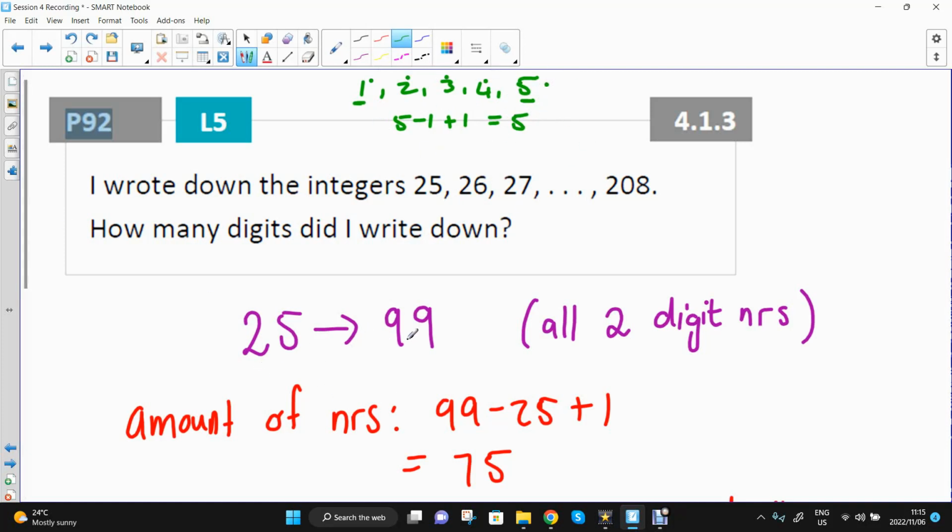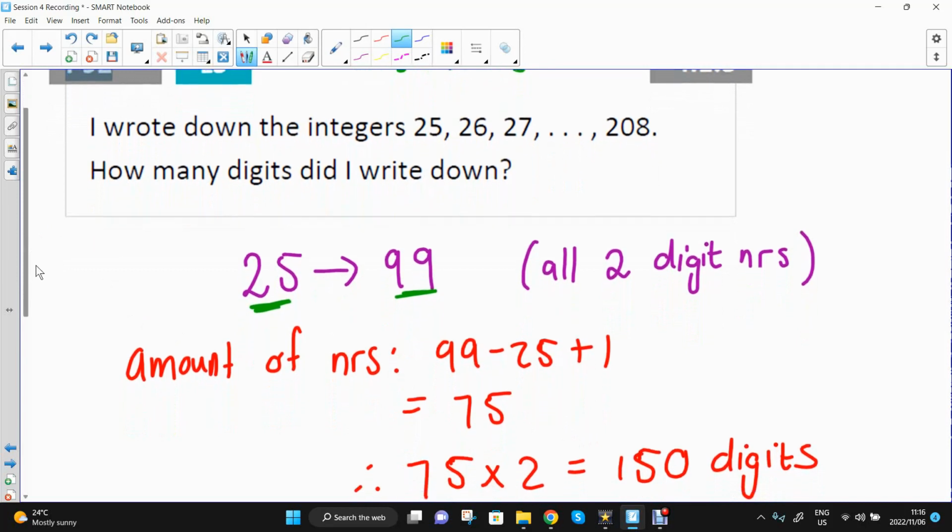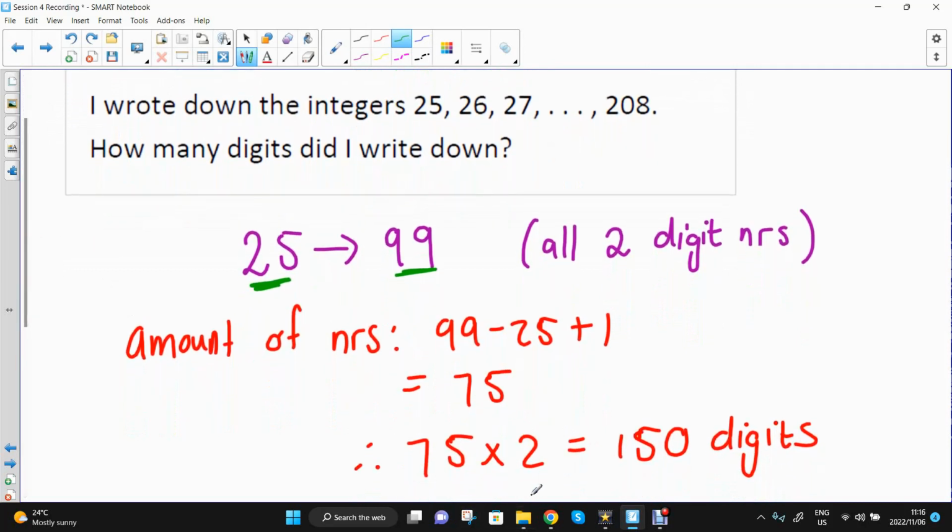So that's what I used here. I said 99 minus 25 plus 1 gives me 75 numbers. So I know that there are going to be 75 2-digit numbers. So already I know it's 75 times 2, because I need to count the amount of digits. So 75 times 2 is going to give me 150 digits.